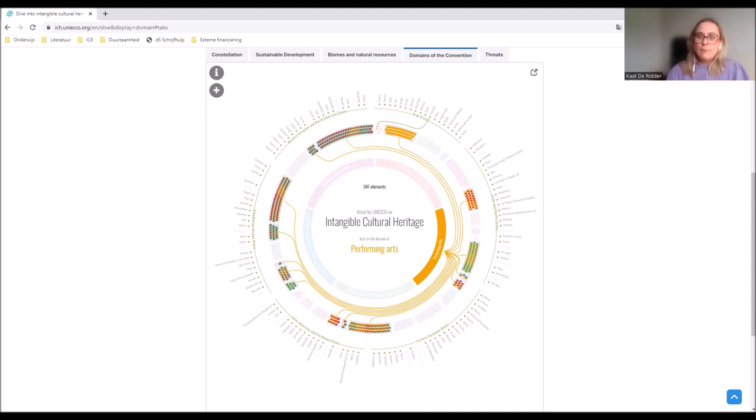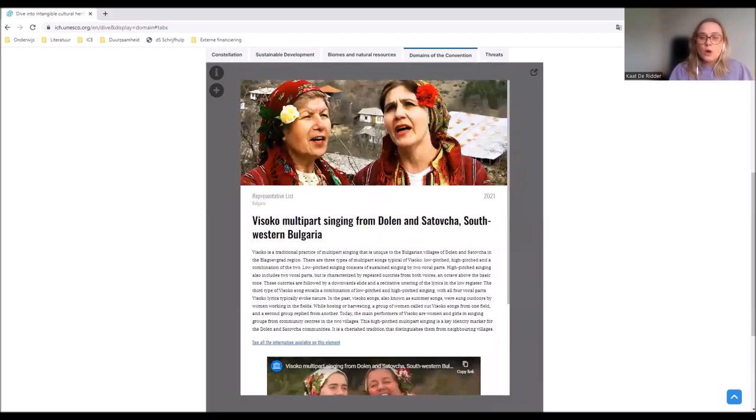But it also may result in practices that have been changed, have been altered in order to cater to the needs and the wishes of the tourism sector and its visitors. And that often results in a reduced or adapted show that only shows the highlights and that very much distorts the practice itself. Let's have a look at one of the examples within the domain of music and the performing arts. That is the case of the Visoko multi-part singing in southwestern Bulgaria, a very nice example.